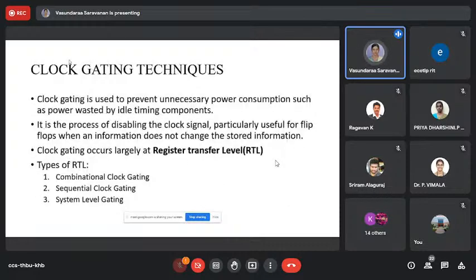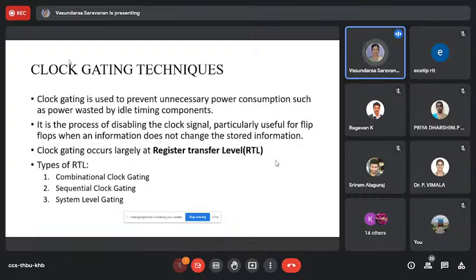It is used to prevent unnecessary power consumption, such as power wasted by idle timing components. It is the process of disabling the clock signal, particularly useful for flip-flops when the information does not change the stored information. Clock gating occurs largely at register transfer level. Types of RTL clock gating: combinational clock gating, sequential clock gating, system level clock gating.